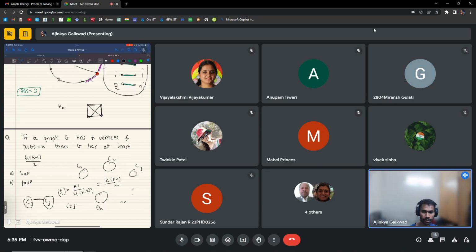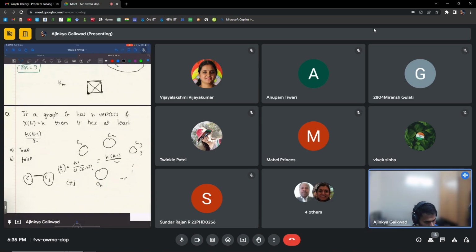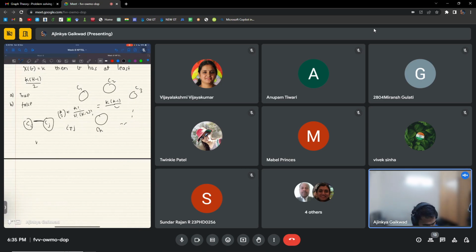So basically I need an edge between every two classes, and there are total k classes. So out of k I have to choose two classes, so that there will be definitely an edge. So the number of ways I can choose two classes is k choose 2, and between every two classes there is an edge, so the number of edges must be at least k choose 2, and k choose 2 is basically exactly k into k minus 1 by 2, right?